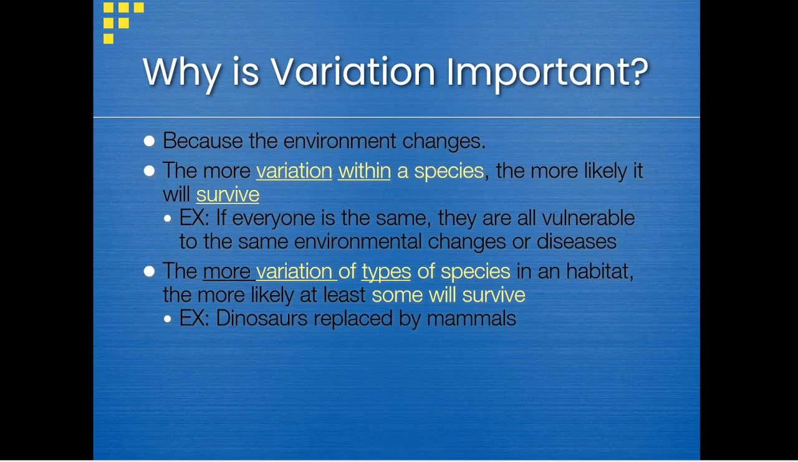And dinosaurs were replaced by mammals. So dinosaurs actually, when the meteor came down and hit, those dinosaurs didn't survive because they didn't have enough variation, or the variation they needed in their genes to survive that environment, okay?